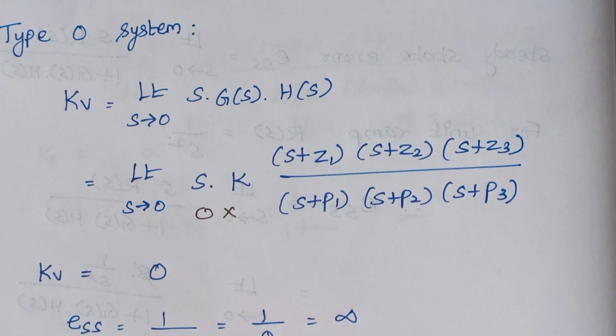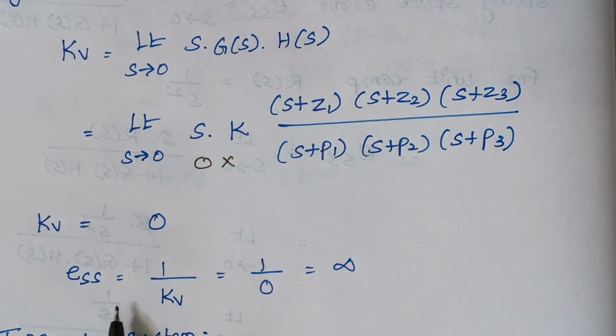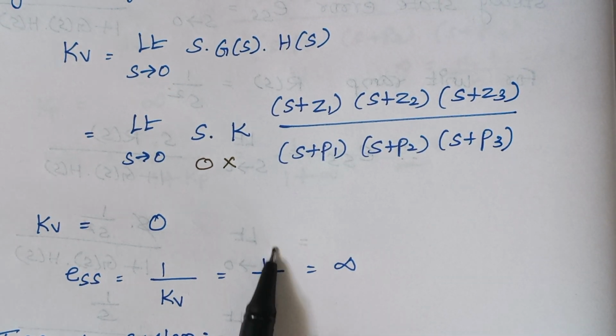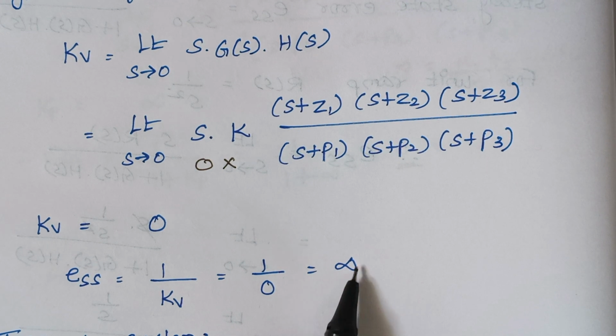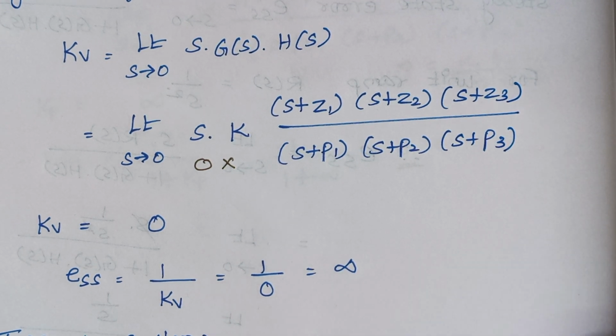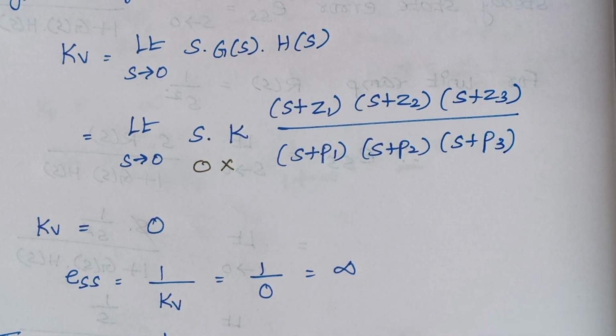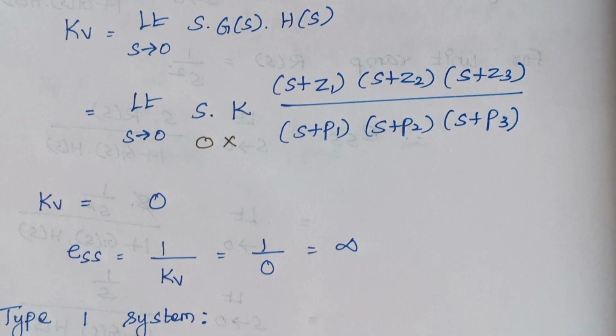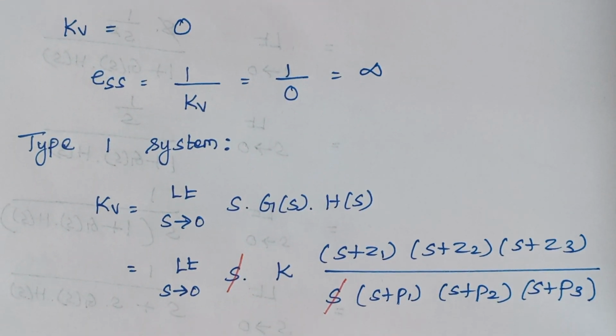What is the formula for steady state error? Steady state error is 1 by Kv. So the value of Kv is 0, and anything divided by 0 is nothing but infinity, right? So for a type 0 system, the value of steady state error is infinity. And next we are going to see about type 1 system.